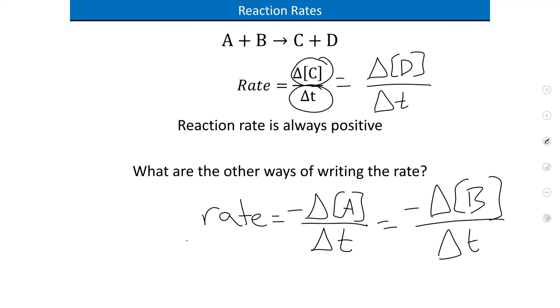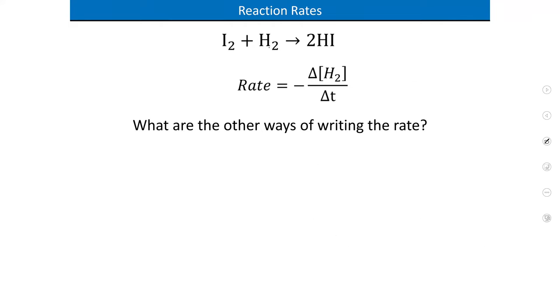The thing about rate is it's always going to be relative to the reaction itself. So if A was being used up at a different rate, if it was being used up twice as fast as B, we'd still have to have a way to normalize them. So here's an example.